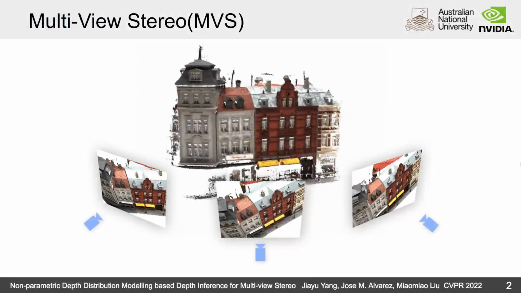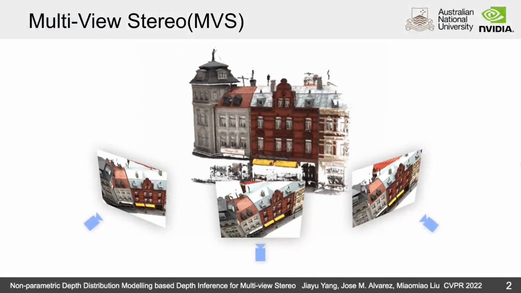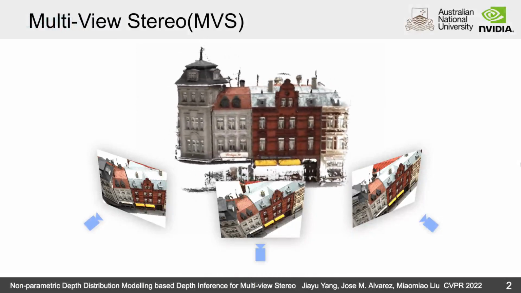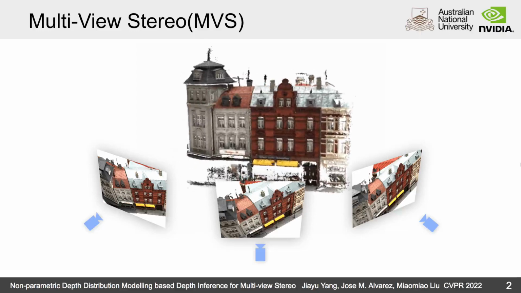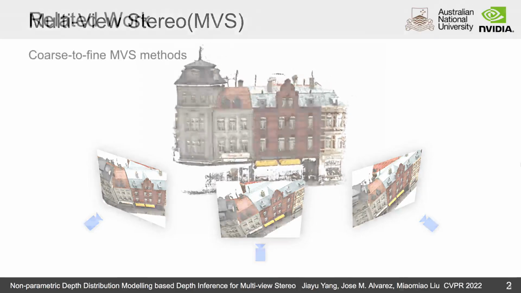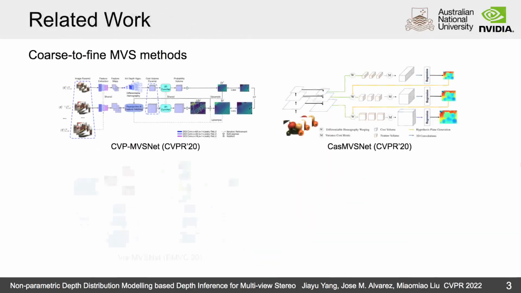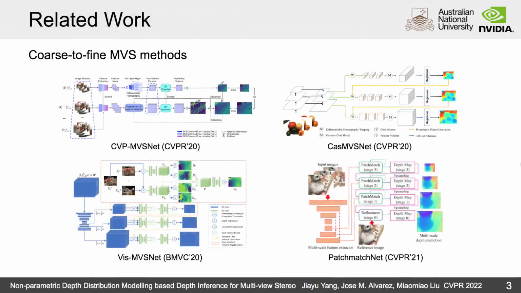Multi-view stereo aims to reconstruct a 3D model of a scene from multi-view images. It is a fundamental problem for computer vision and has many applications such as 3D reconstruction and virtual reality. Recent MVS networks use a cost-volume pipeline to efficiently leverage high-resolution images for multi-view depth inference.